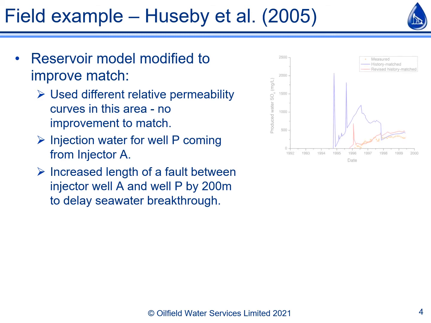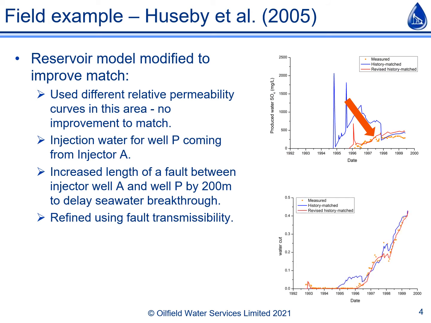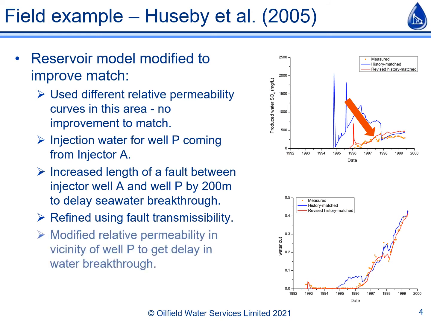The figure on the right shows the improved match to the measured produced water sulfate concentration using the revised model as shown by the red line. This match was refined by slightly increasing the transmissibility of the fault. The lower figure shows that they also obtained an improved match with the measured water cut for well P, and this was achieved by modifying the relative permeability in the vicinity of this well. So now they had good matches for both measured and predicted water cut and produced water sulfate for well P.